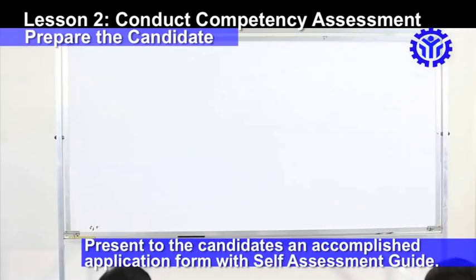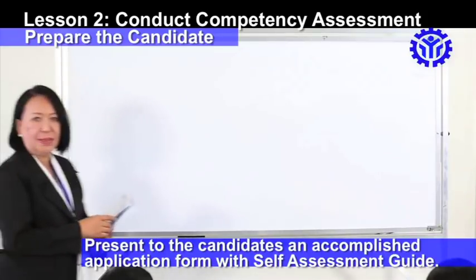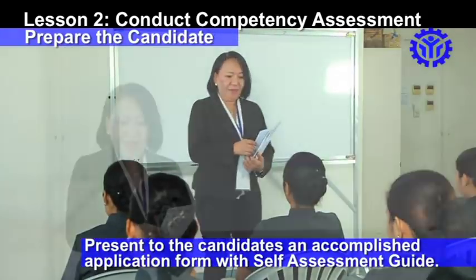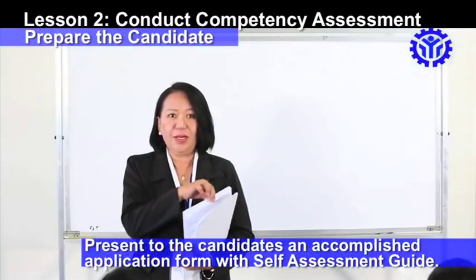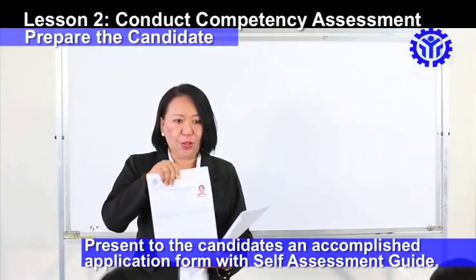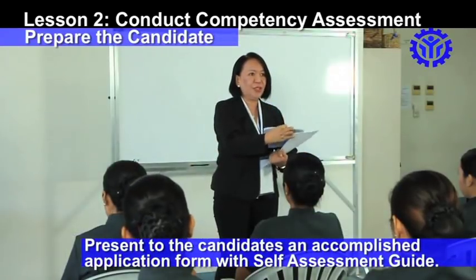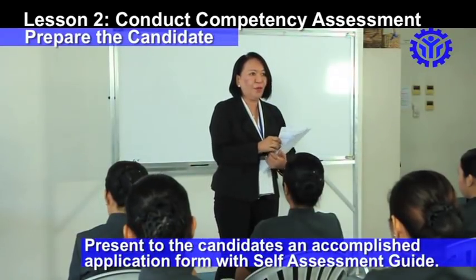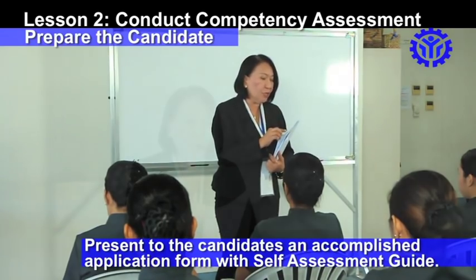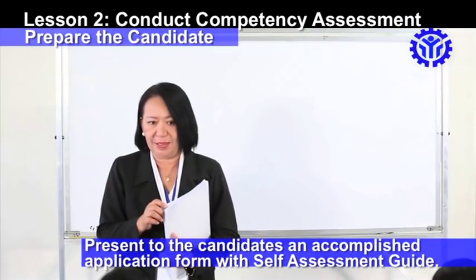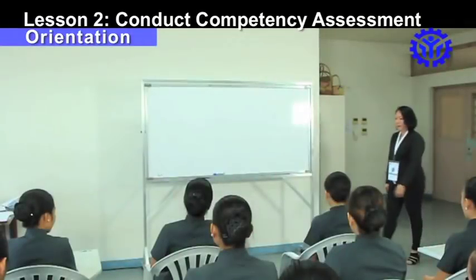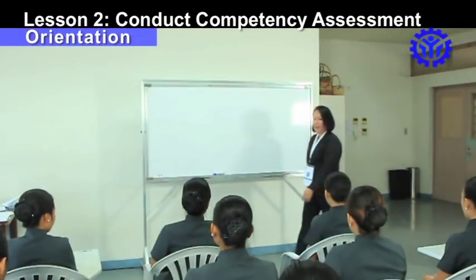Present to the candidates an accomplished application form with self-assessment guide and explain its significance. I have here with me your accomplished application form and self-assessment guide. This is an indication that you know and can perform all the units of competency enumerated for housekeeping NC2. Conduct orientation to the candidates.